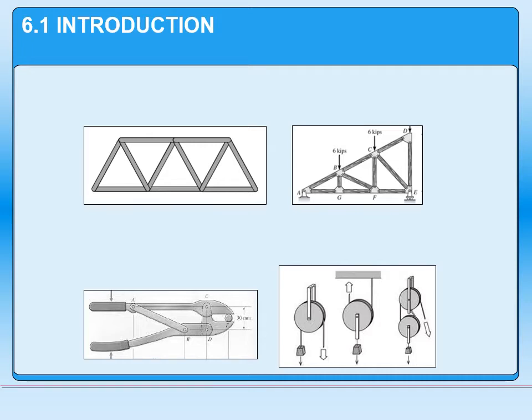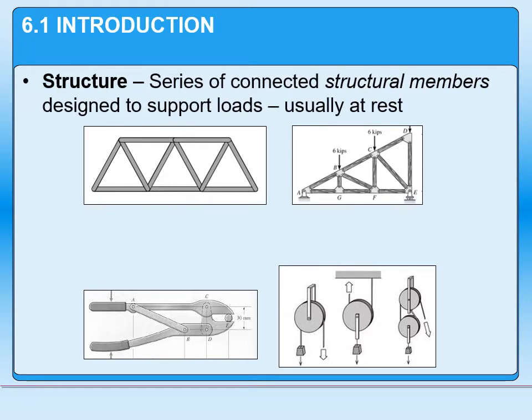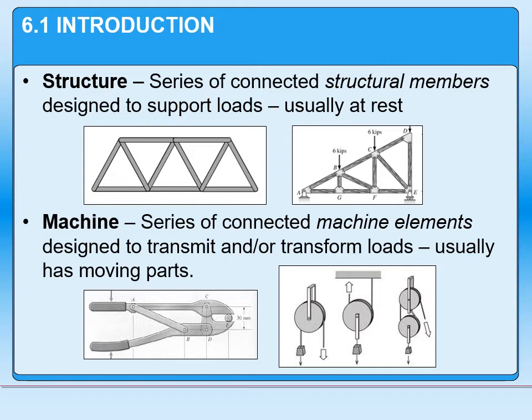The two assemblies we're going to look at in this unit are structures and machines. They're somewhat similar in nature in that they're both made up of members that are assumed to be pinned together, and we'll get into that in more detail later. But they do differ in the nature of the individual components and in terms of their overall function.